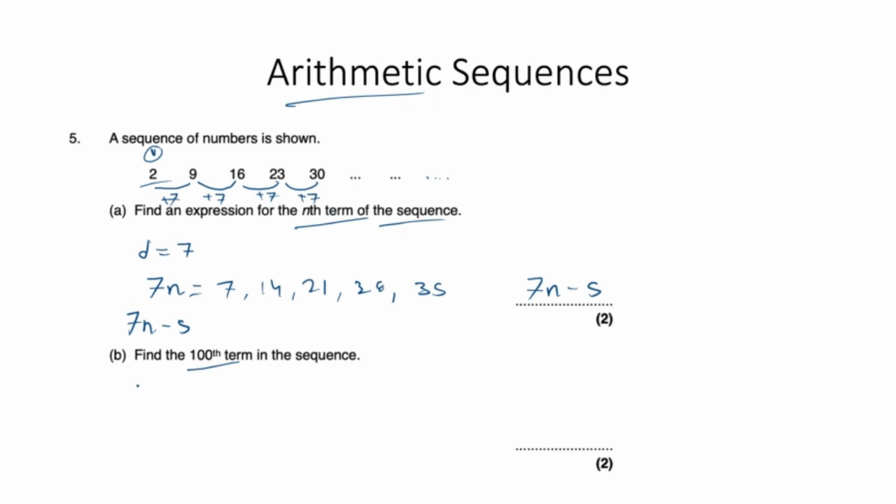So you have your nth term here, 7n minus 5, and you simply substitute n by 100. So 7 times 100 minus 5, which is 700 minus 5, which is 695.